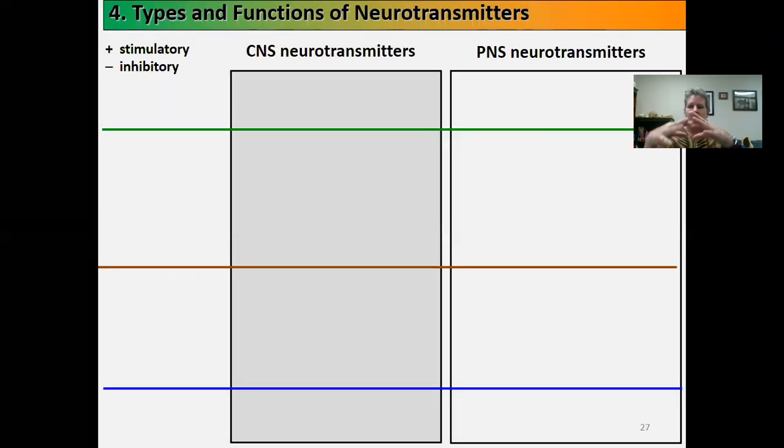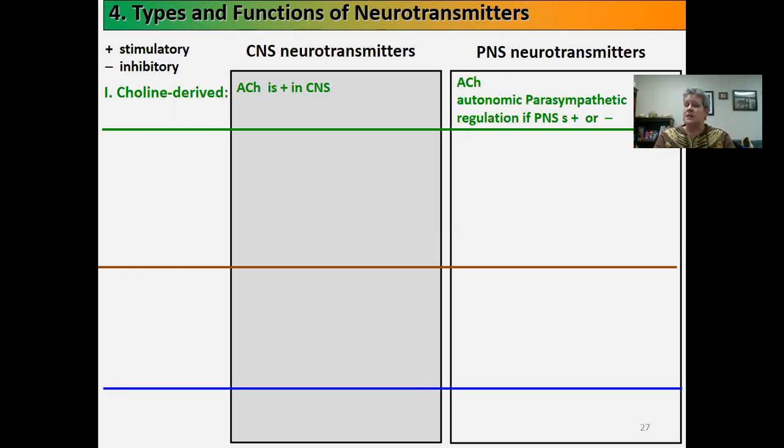Neurotransmitters and what they're derived from chemically. You're not going to have to know any chemical formulas, but it helps to know where these neurotransmitters come from. So we'll start with choline derived. That's going to be acetylcholine, which is abbreviated ACh.